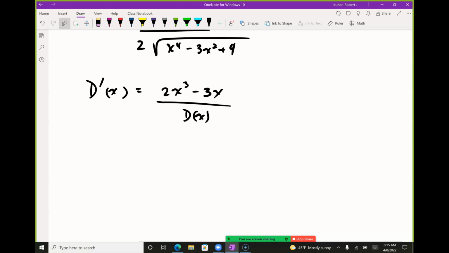Well, critical values, I don't need any from the downstairs because the distance can't be 0. But from the upstairs, d prime of x equals 0. How am I doing here? Am I going too fast? Are we okay? Everybody's okay?